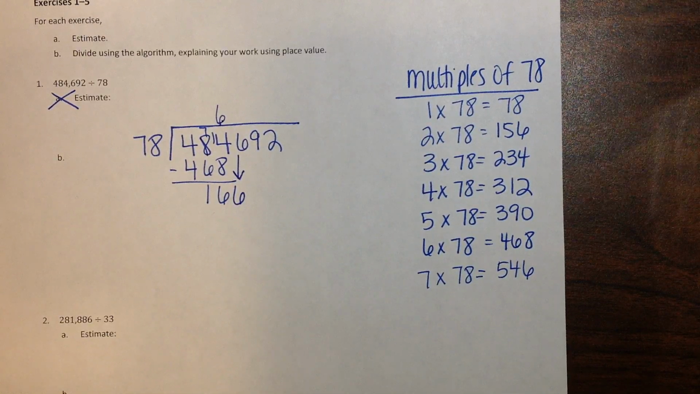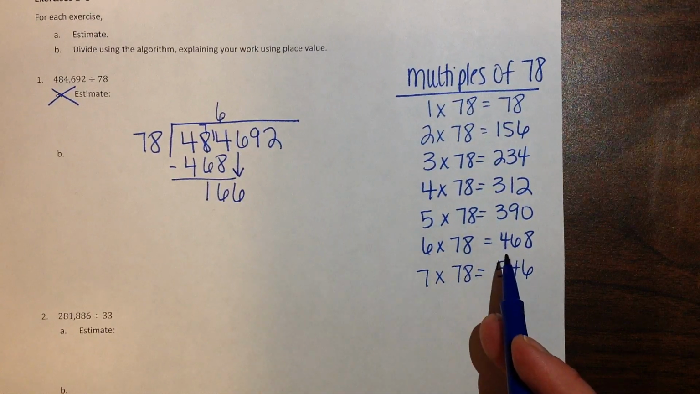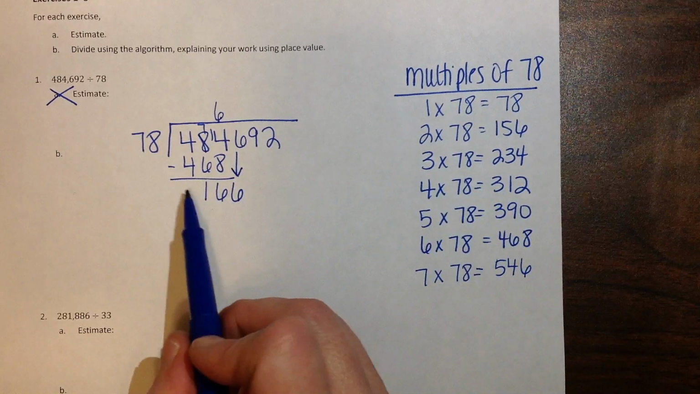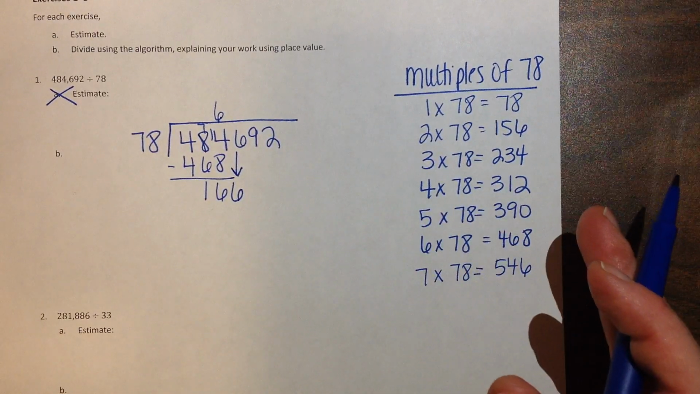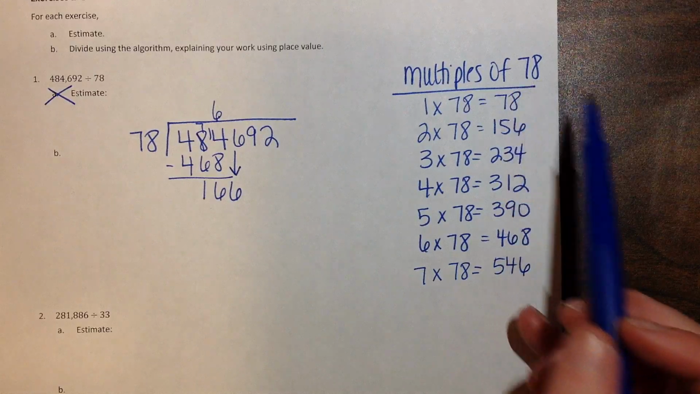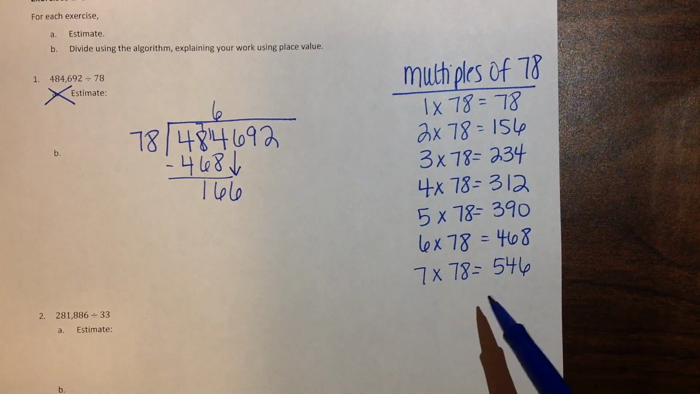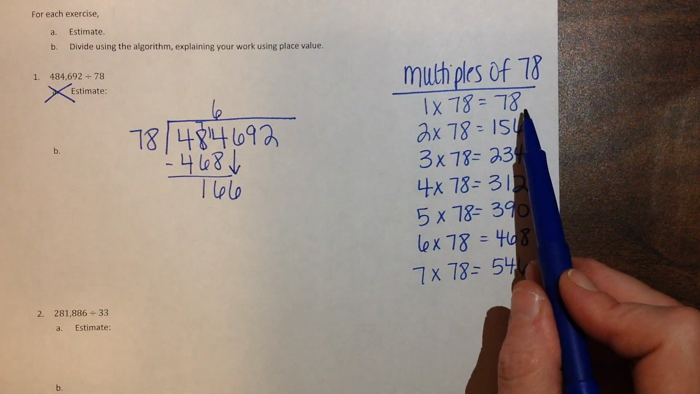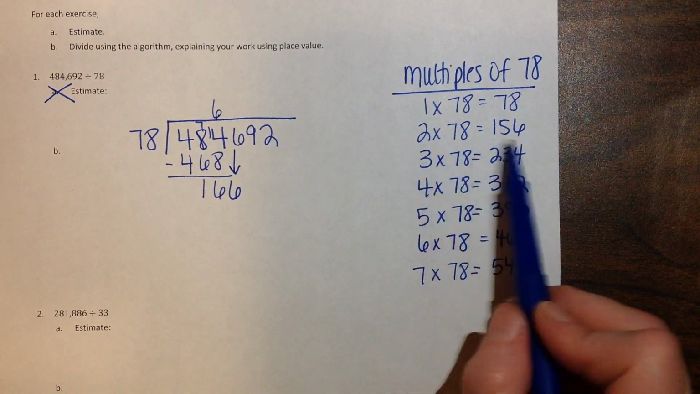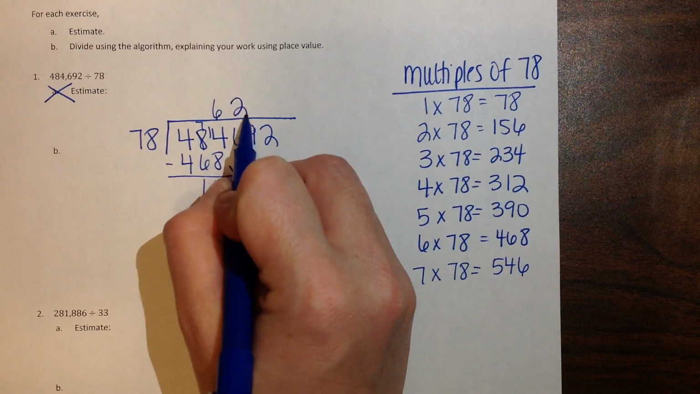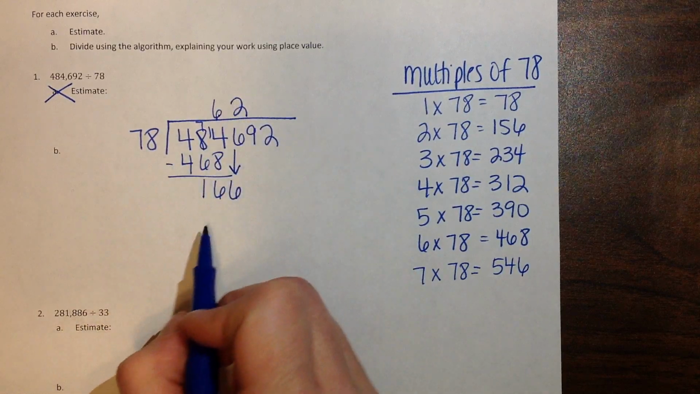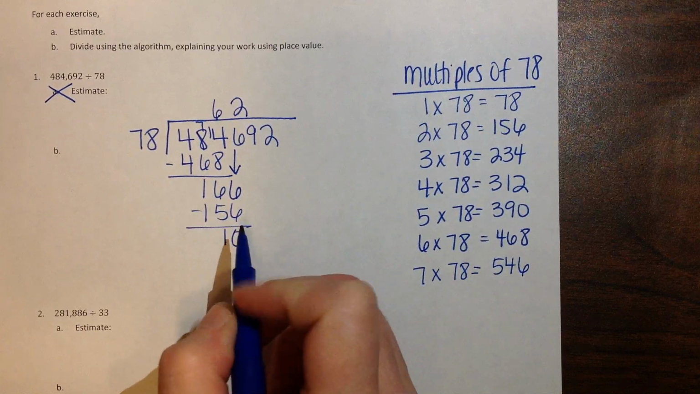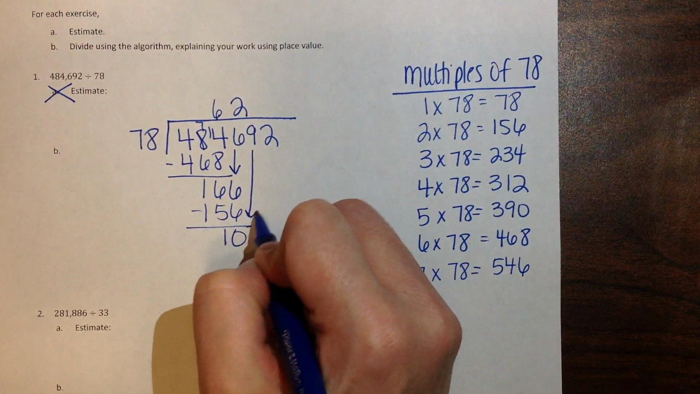We have 166. Again, revert to this table. This table has come in very handy throughout all of these problems. So if you're not real fluent with your multiplication, especially with these bigger math facts, making this multiples table is a really great resource for you to have. 78 can go into 166 twice without going over. So we're going to put our 2 up here in the next place value. 2 times 78 is 156. When we subtract, we get 10. We bring down that 9.